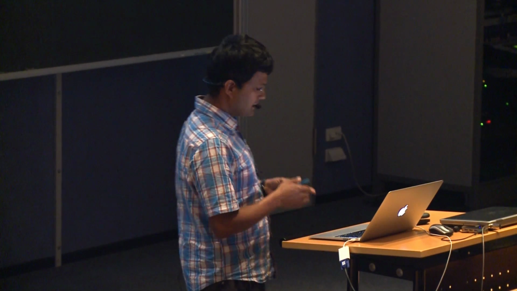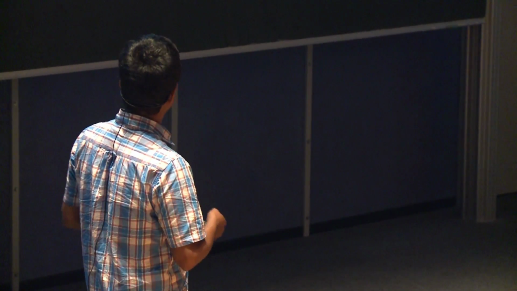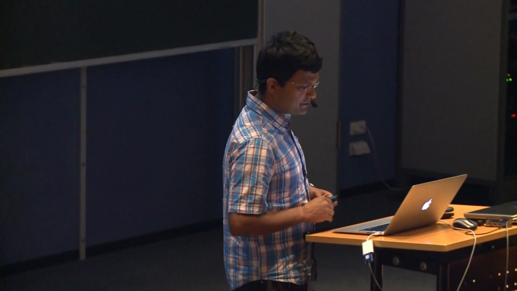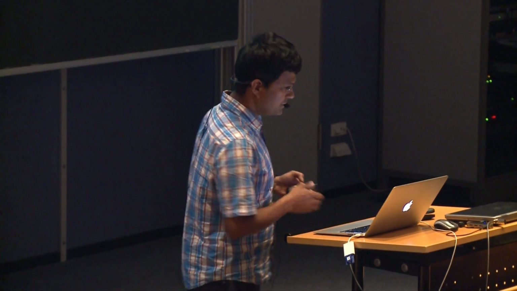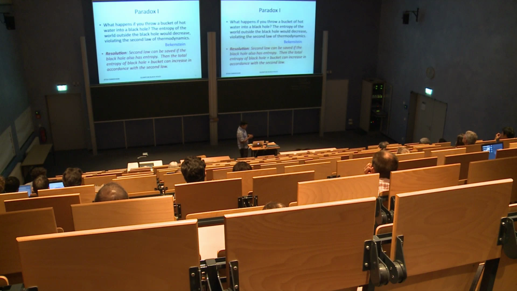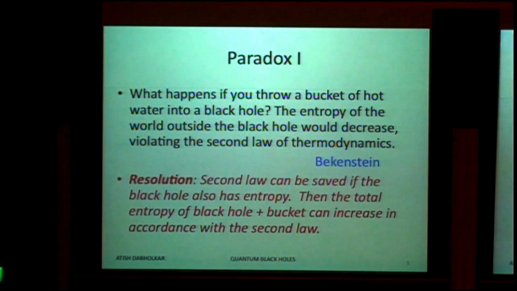Many of you may have seen this before, but I just want to run you through the logic of this inquiry to convince you that if you just follow the logic to its conclusion, you are led to some rather dramatic conclusions. So the first paradox: the existence of an event horizon raises a paradox, through the very simple-minded but incisive question asked by Bekenstein: what happens if you throw a bucket of hot water into a black hole? Because then the entropy of the world outside the black hole would decrease and violate the second law of thermodynamics, which we believe to be a kind of sacrosanct principle.